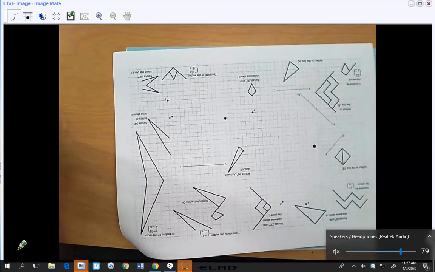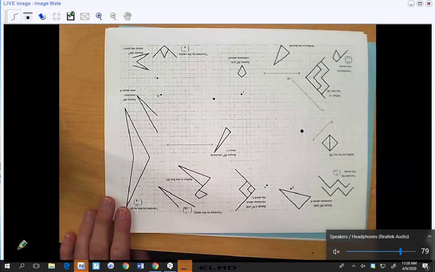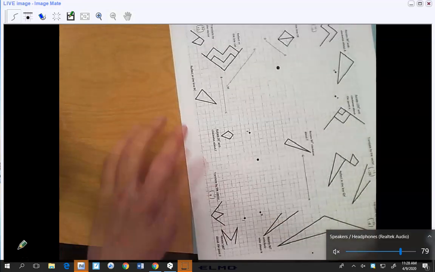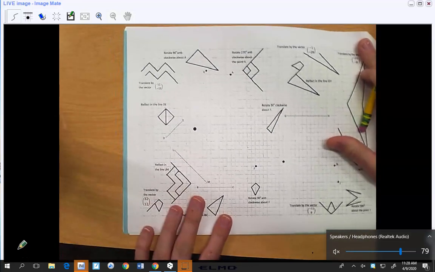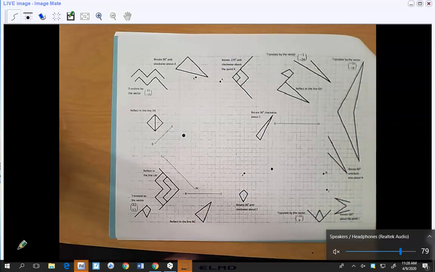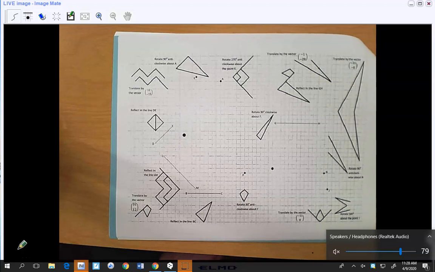Today you're going to be drawing a picture of a fish. All of these are parts of the fish. Let's turn it right side up. All of these are parts of the fish. So you're going to go to each one and do what it says next to it.